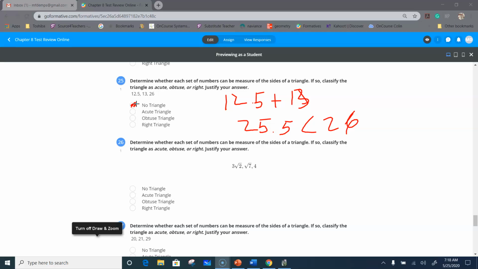Okay. And then the last one, we have some radicals invited to the party here. Now remember, the square root of 16 is 4. So 4 has to be bigger than the square root of 7. And 3 square root of 2, if we want to figure out if that's bigger, remember that that would be the square root of 18, right? And 4 is the square root of 16. So 3 square root of 2 is the largest side here. So let's square these out.